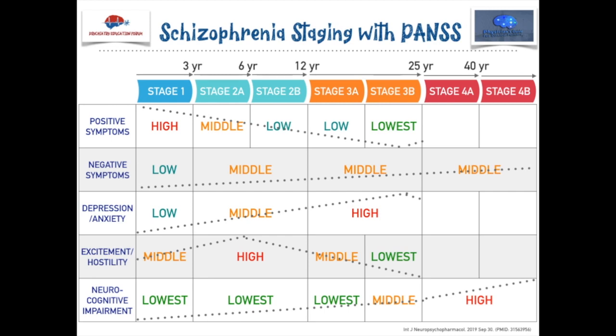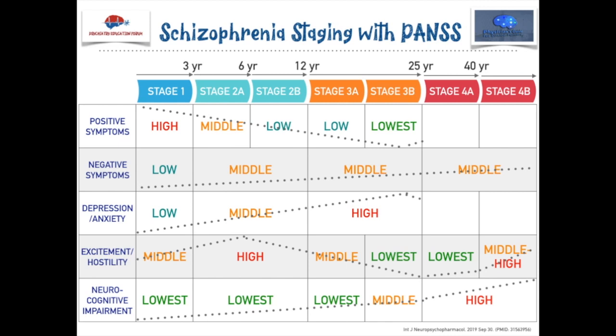Now, the interesting thing is the excitement and hostility part, which had come to the lower part, will show a mild increase at the beginning of 4A and then it can go to a middle and high level. So this is a part where, in addition to neurocognitive impairment, at a later stage you may see symptoms of excitement or hostility.